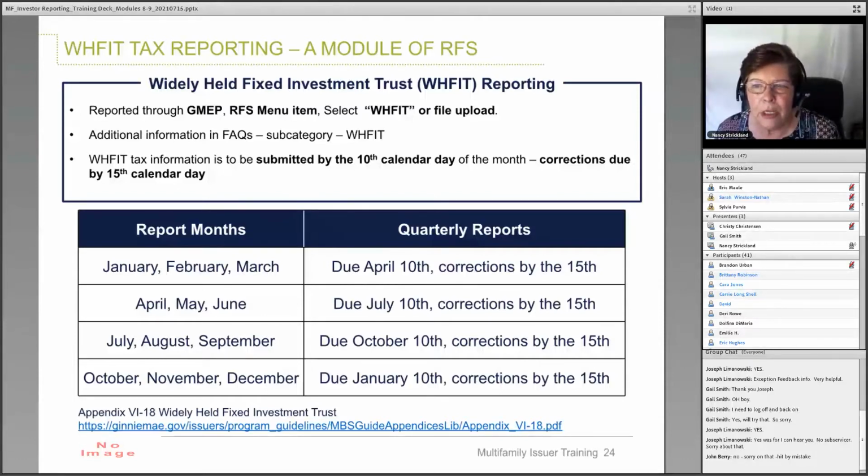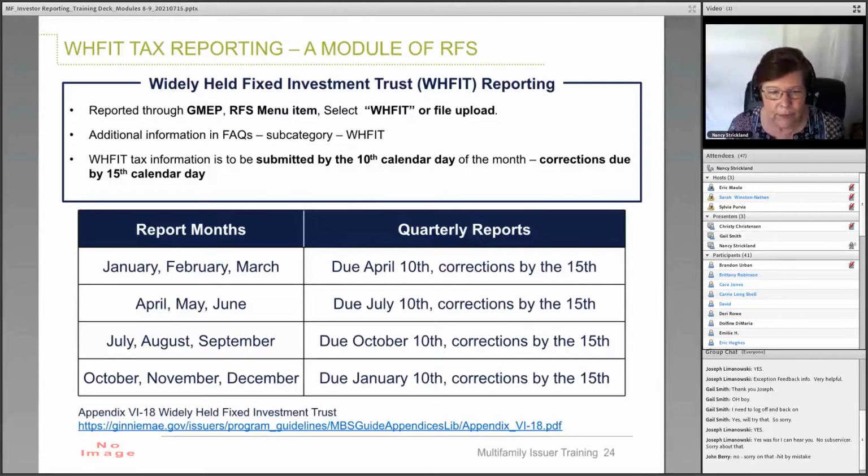Ginnie Mae will publish all of the WIFIT information on their tax and factor reporting website. Ginnie Mae is also prohibited from advising the public on specific tax matters. Should you have questions, you need to consult your own tax advisors for any requirements on reporting the data.